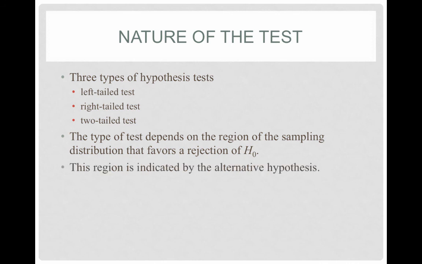All right, so we have 3 types of hypothesis tests: a left-tailed, a right-tailed, and a two-tailed. Think about your bell-shaped curve. We know that that bell-shaped curve has 2 tails, right? It's got a left tail and a right tail. If I put them together, I've got 2 tails. That's what we're talking about. The type of test, again, depends on the region of the sampling distribution that favors a rejection of the null hypothesis. This region is indicated by the alternative hypothesis.